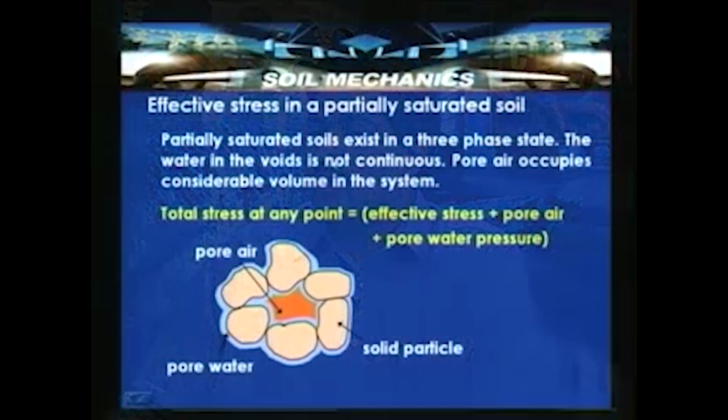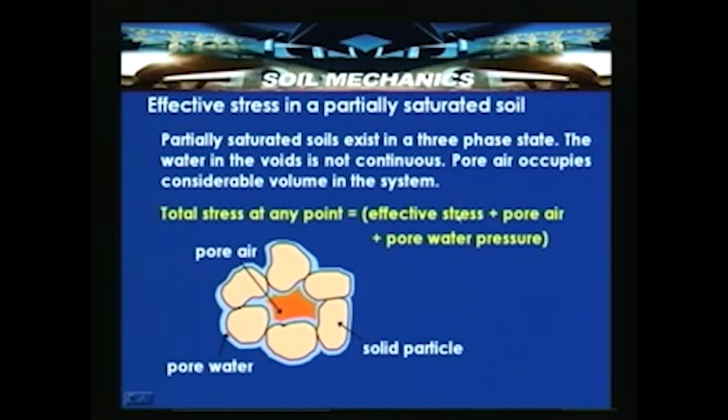So, partially saturated soils exist in a three-phase state: air, water and solids. The water in the voids is not continuous because it is intermittently disturbed by the presence of pore air. Pore air occupies considerable volume in the system. So, here in this slide, grains are shown and water surrounding the grains, and then in between, the trapped air can be seen, that is the pore air pressure.